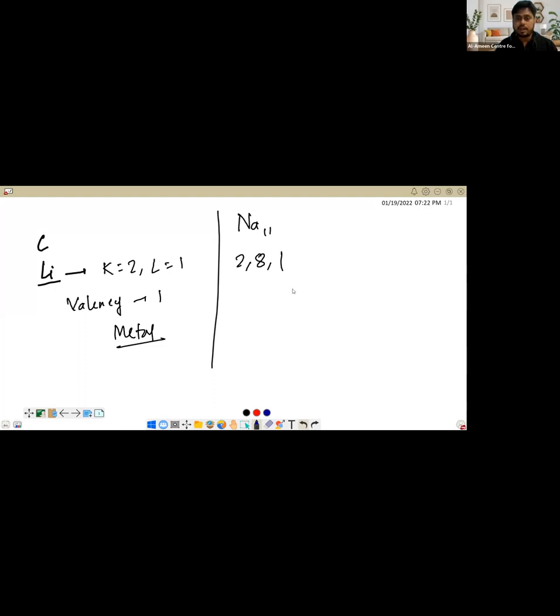Anyone else in the class? They can fulfill the octet state. They can get the nearest noble gas. Very good. क्योंकि नियरेस्ट नोबेल गैस का इलेक्ट्रॉनिक कॉन्फ़िगरेशन ये गेन करना चाहता है, इसी वजह से ऐसा होता है ना?